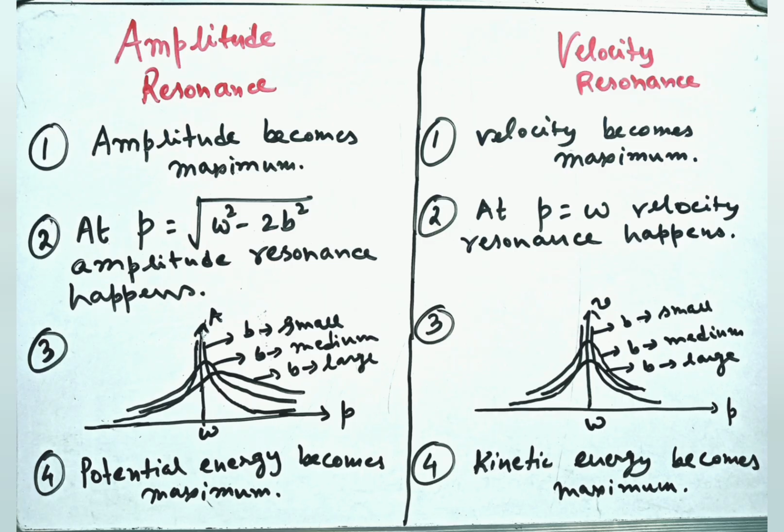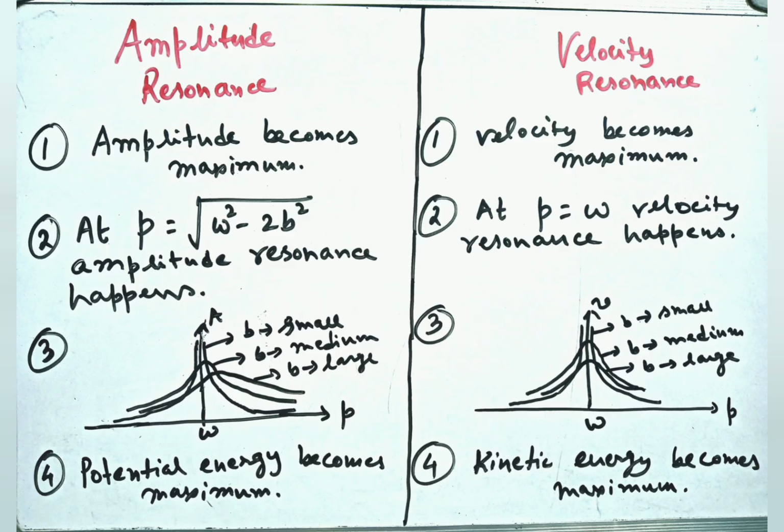now I will summarize the whole thing, showing the differences between amplitude resonance and velocity resonance. So the first point you can write: for amplitude resonance the amplitude becomes maximum, and for velocity resonance the velocity becomes maximum. Now the second point you can write: at p equal to root over omega square minus 2b square amplitude resonance happens, and for velocity resonance, at p equal to omega velocity resonance happens.